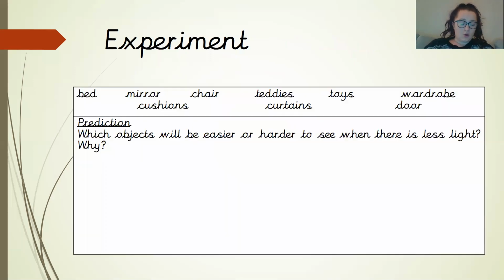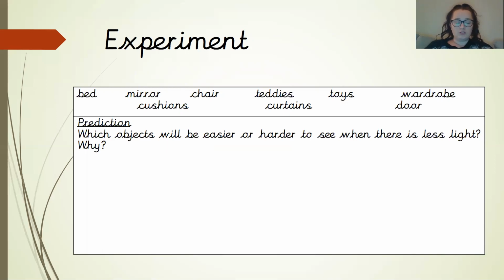So what we're going to do today, we're going to do a little bit of an experiment. Now, experiments at home are a little bit different because we've got to use what we have available to us. Now, Miss Dunn's thought about this experiment, about what you might have in your bedroom. You don't have to do it in your bedroom. I just thought that might be a place that might be quite dark.